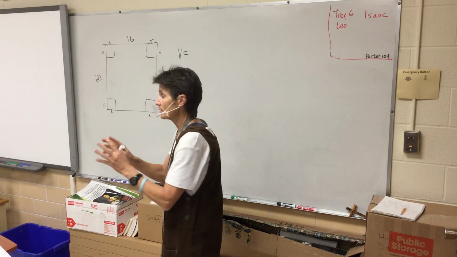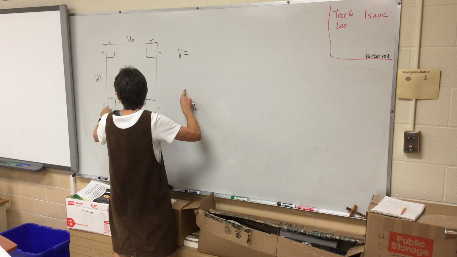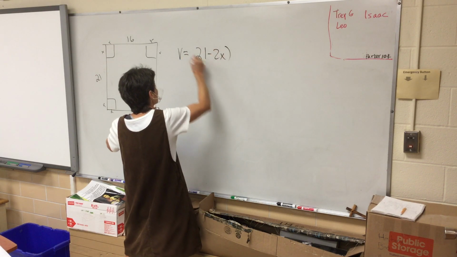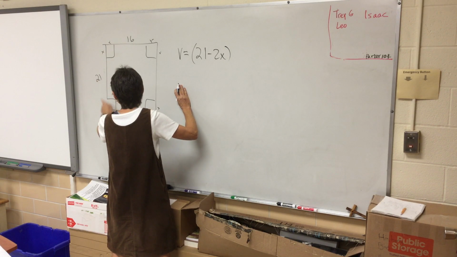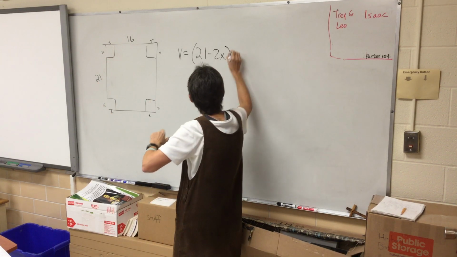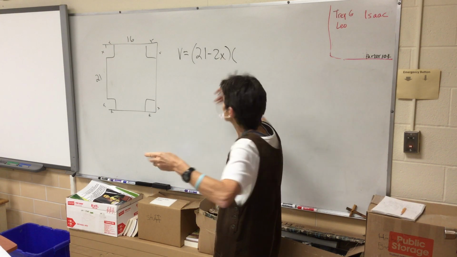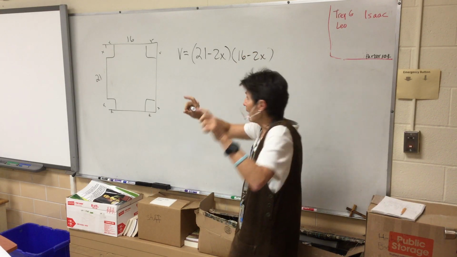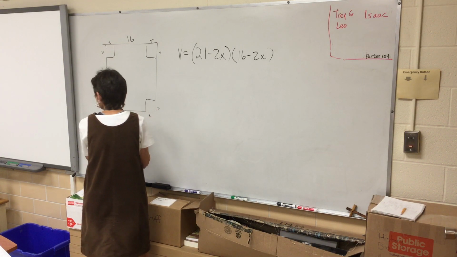Length times width times height. So think about it. What's it going to be for the volume of this box? What is the length going to be? 21 minus 2x. Because the paper is 21, but you're chopping an x off this end and an x off this end, so that's 21 minus 2x. What about the width of the box? 16 minus 2x. And what about the height of the box? Think about taking these flaps and folding them up. What do we have for a height? X.